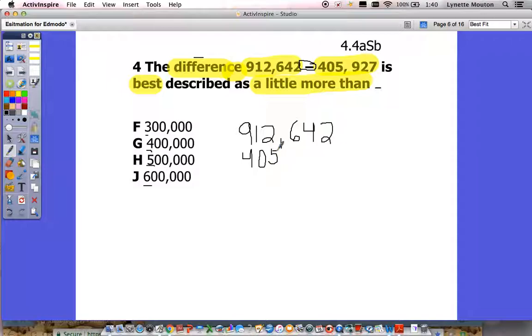Lining up your place value using either your graph paper or your lined paper. Remember, we don't put the answer under here because this would be the exact answer. You would have to actually subtract those. It goes over here because this is the estimated answer.